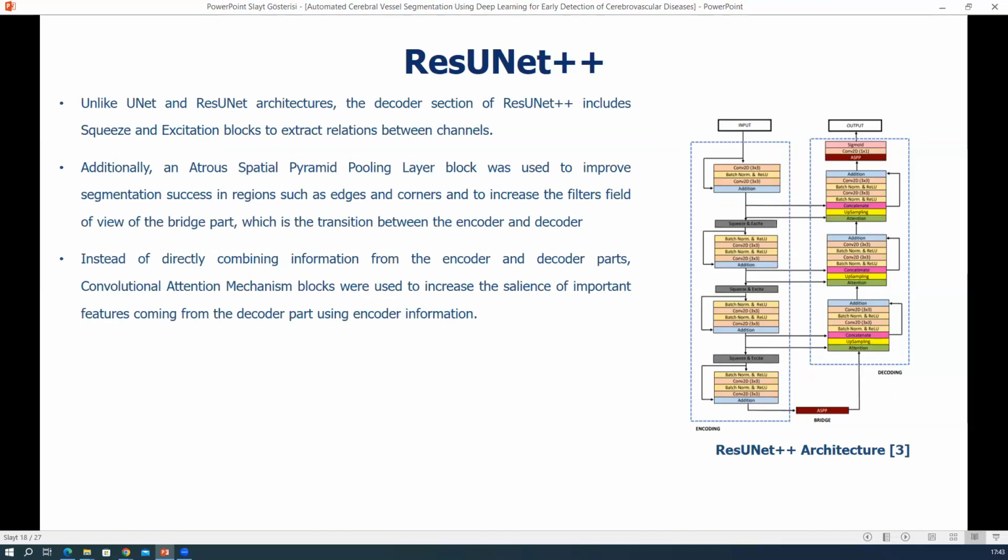ResUNet++, unlike UNet and ResUNet architecture, includes squeeze and excitation blocks in the decoder section to extract relations between channels. Additionally, an atrous spatial pyramid pooling block was used to improve segmentation success in regions such as edges and corners and to increase the filter's field of view at the bridge part, which is the transition between the encoder and decoder. Instead of directly combining information from the encoder and decoder parts, convolutional attention mechanism blocks were used to increase the salience of important features coming from the decoder part using encoder information.